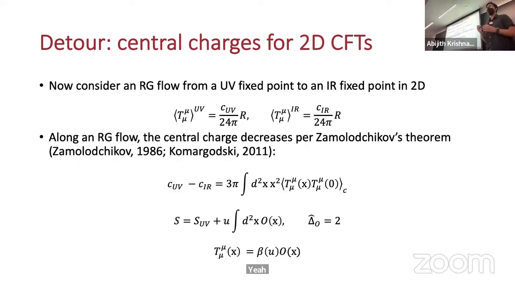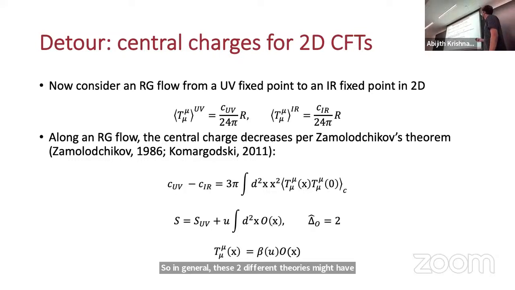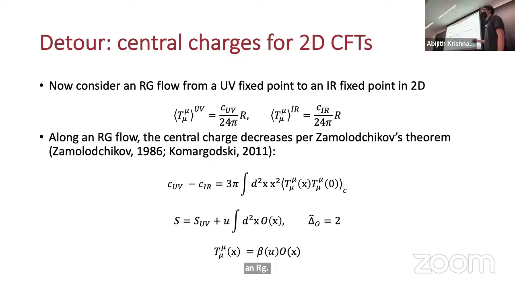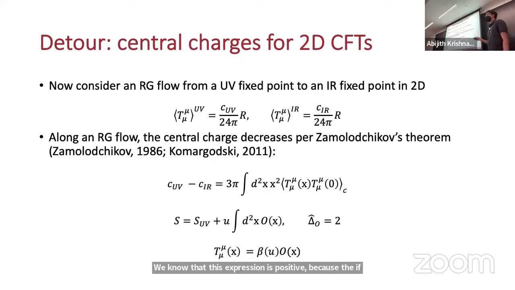And now let's consider a theory that flows from a UV fixed point to an IR fixed point in 2D. In general, these two different theories might have different central charges. There is a famous theorem by Zamolodchikov that says along an RG flow the central charge must decrease. And in fact, it decreases exactly by this expression here. We know that this expression is positive because the theory is reflection positive.